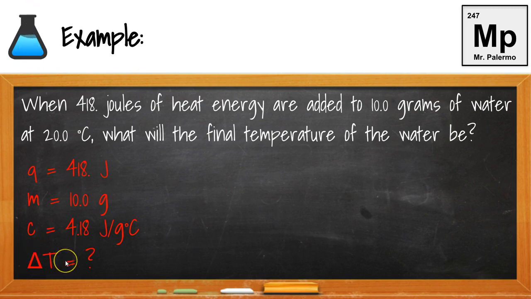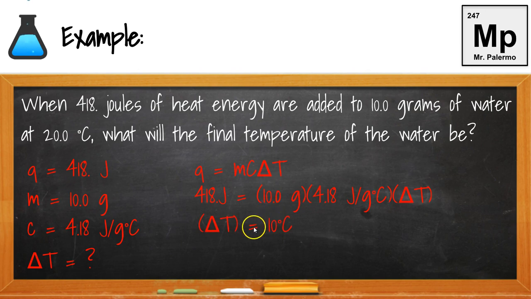That's our variable. So we're going to plug into our equation Q equals mc delta T. We have our joules here, which is 418 joules. We have our mass. We have our specific heat. We're solving for a delta T. And so to isolate delta T by itself, we take the 418 and divide it by the product of 10 times 4.18. And we get a delta T, a change in temperature of 10 degrees Celsius.